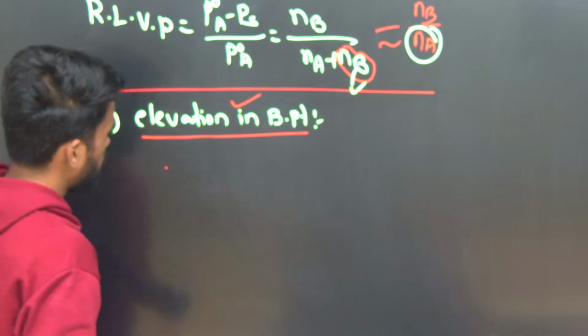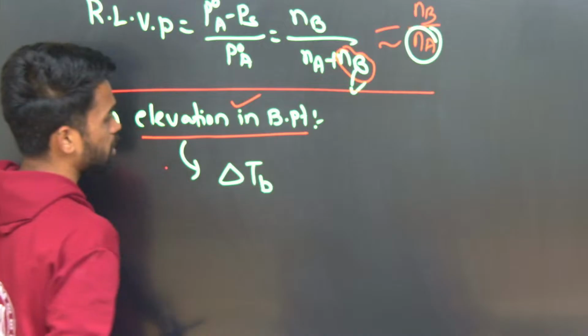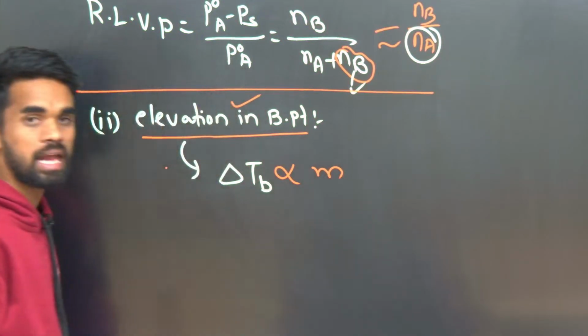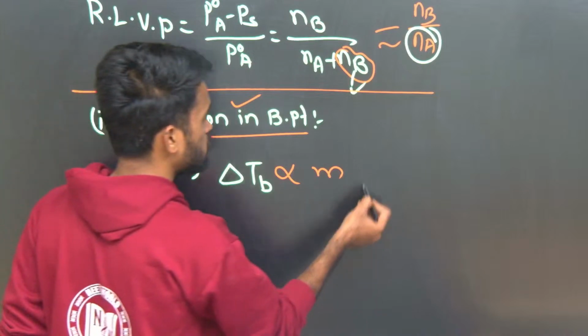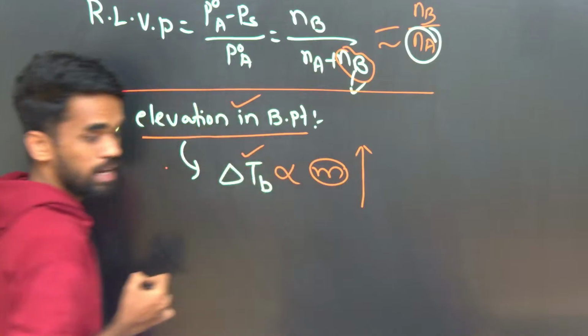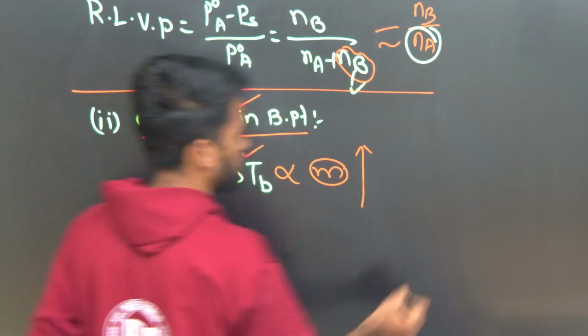So now how can you indicate this boiling point elevation? Delta Tb, right? This delta Tb is directly proportional to the molal concentration, molality I can say. So the more the concentration, meaning the more moles of solute, the greater the elevation in the boiling point. Now how will the graph look for this?